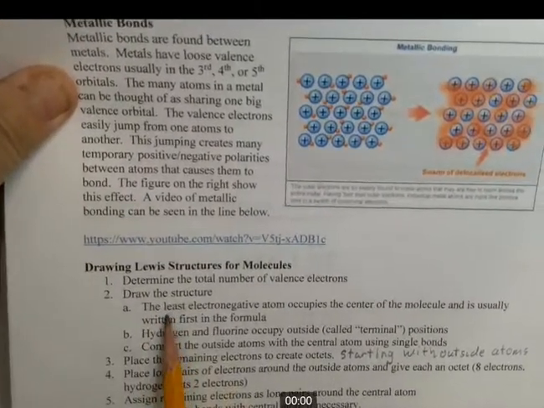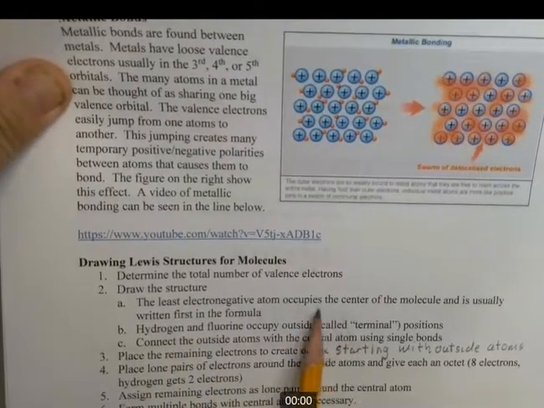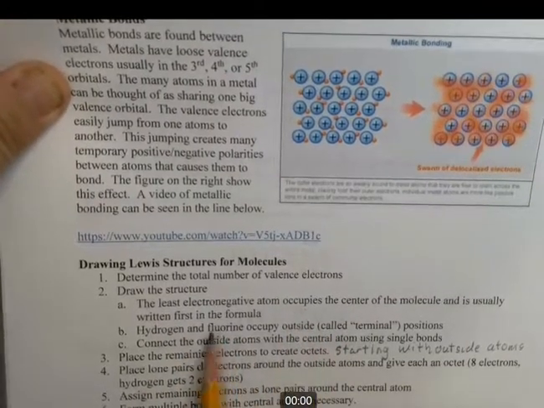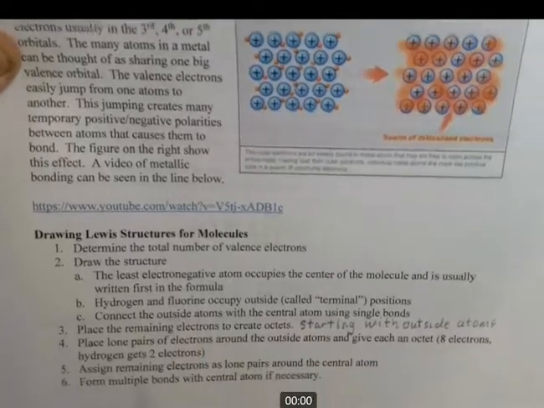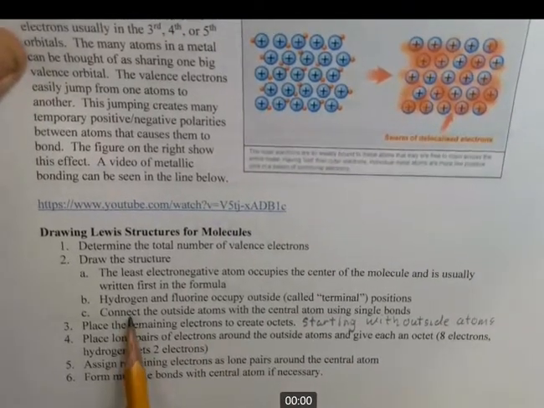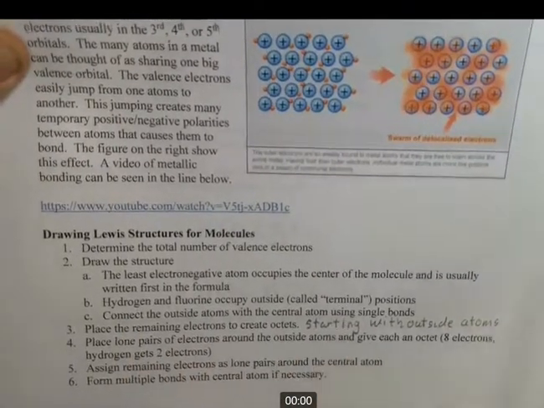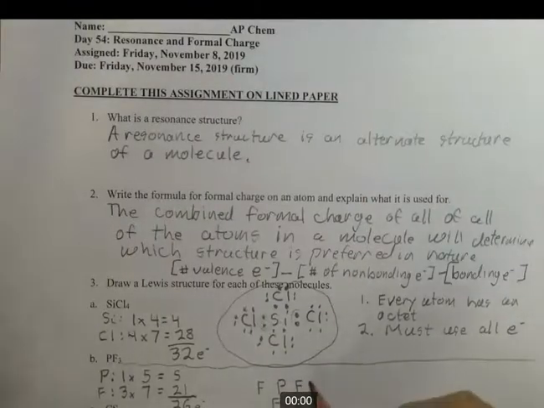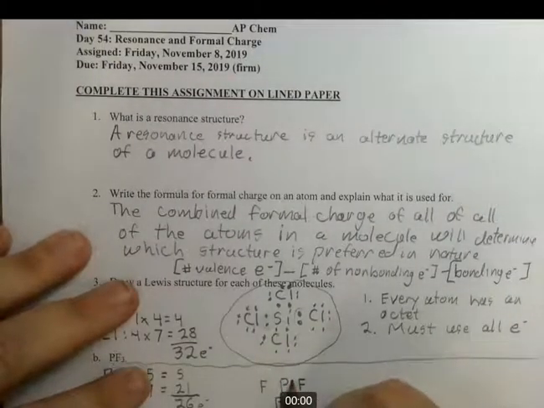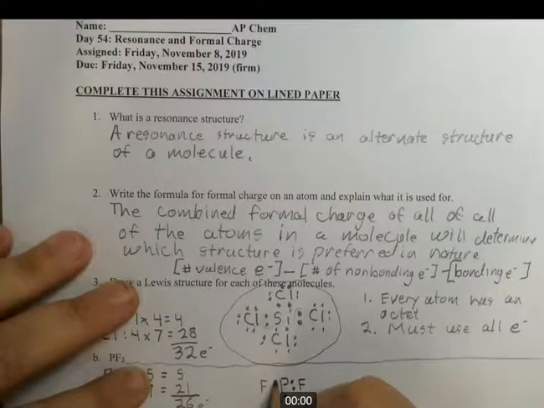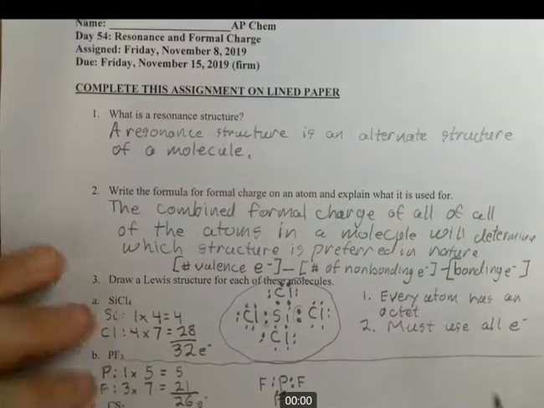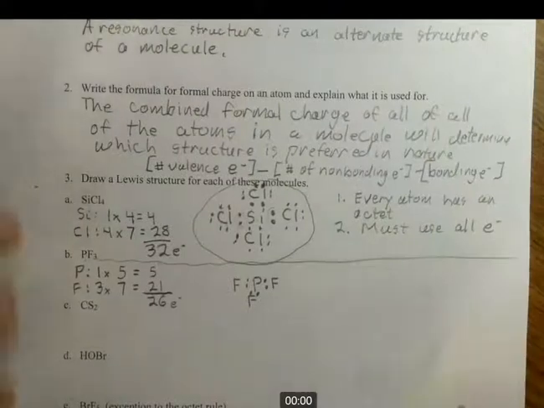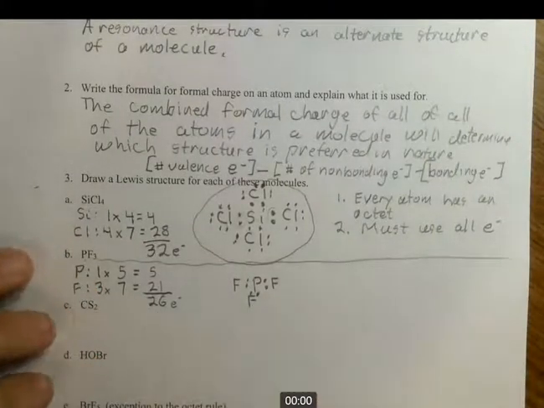So draw the structure, the least electronegative atom occupies the center. We just did that. We don't have a hydrogen and fluorine, so we can skip that rule. And then connect the outside atoms to the central atom using single bonds. Again, each fluorine is going to contribute an electron, and the phosphorus an electron. Fluorine electron, phosphorus electron, fluorine, phosphorus. So that's a total of 6. Down here, that's a total of 6. I need to use 26.